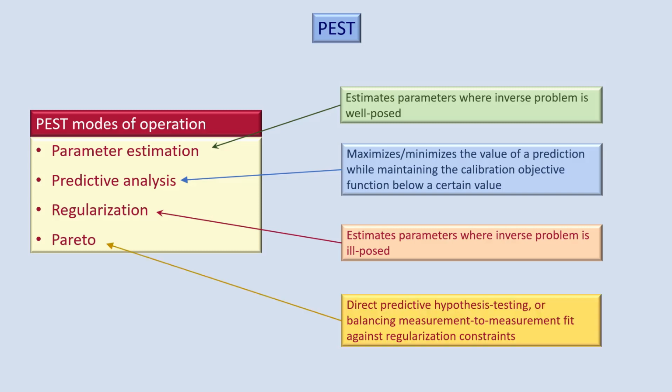And if run in Pareto mode, it can also accommodate the use of many parameters and problems which are ill-posed. When run in Pareto mode, it plays one objective against another. For example, it may play maintenance of regularization constraints against attaining a good fit with a calibration dataset, or it may be used to undertake direct predictive hypothesis testing where we play maintenance of a good fit with the calibration dataset against achievement of a certain user-specified prediction.